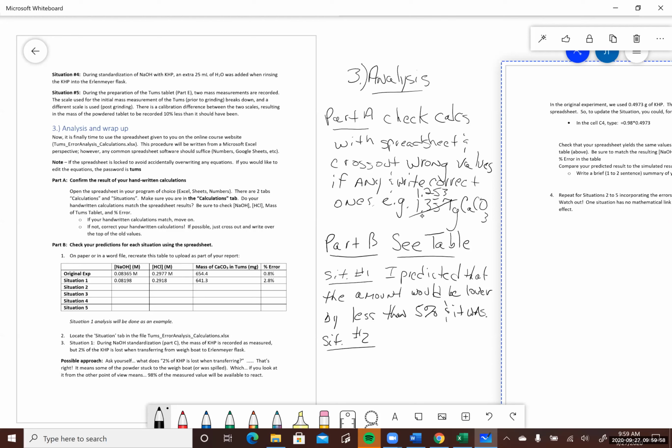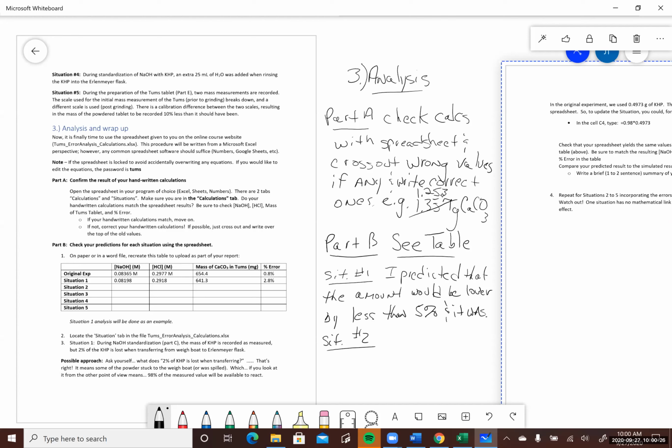Say you calculated 1.357 grams of calcium carbonate, but you found there was a calculator error or whatever. So just cross it out. You don't even have to redo it. Just put a slash through your calculations and put the true value now that you see that you made that error, and you picked out the true value from the spreadsheet.